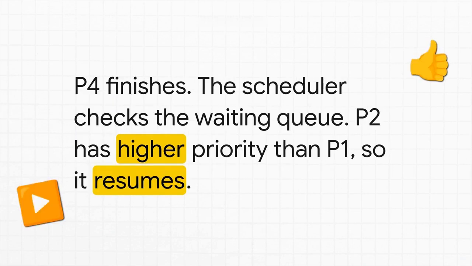P4 was a really quick one. It only needed 1 second, so it finishes at time 5. Now, things get interesting. For the first time, there are no new processes arriving. So the scheduler looks at its list of waiting half-finished jobs. Who's left? We've got P1 with a priority of 10 and P2 with a priority of 20. The decision is easy. P2 is more important, so it gets to resume its work.